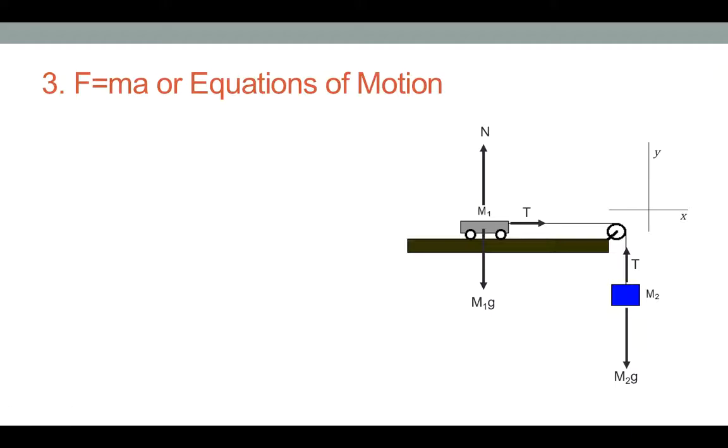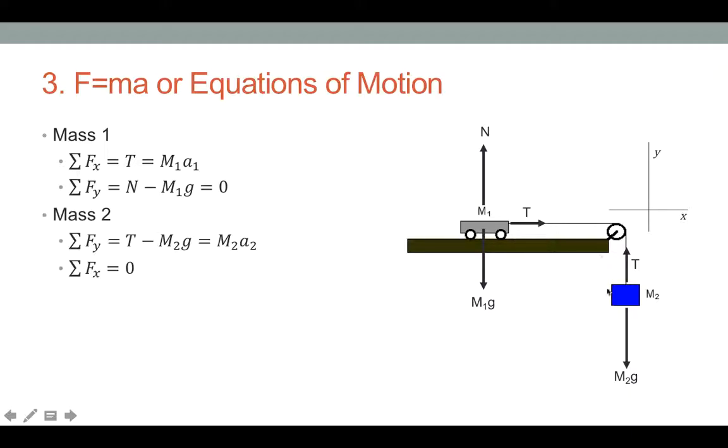Okay, hopefully you've done that in your notes. So now let's take a look at them. For the cart, mass number 1, we add up all the forces acting in the x direction. Well, that's only the tension, and it is acting in the positive x direction, so it's T equals the mass of the cart, m1, times its acceleration, a1. Vertically, we just have the normal force and the weight, and they must add up to 0 so that the cart doesn't fall nor hop up. Mass number 2, we have the tension up and gravity down, so T minus m2g equals m2a2. There are no horizontal forces, so there's nothing there.